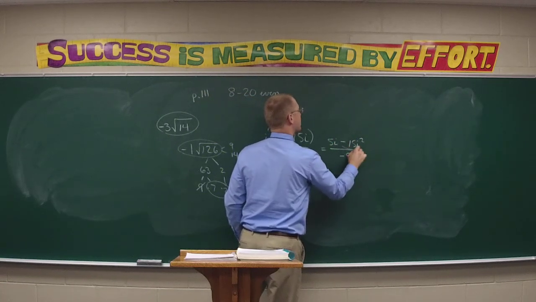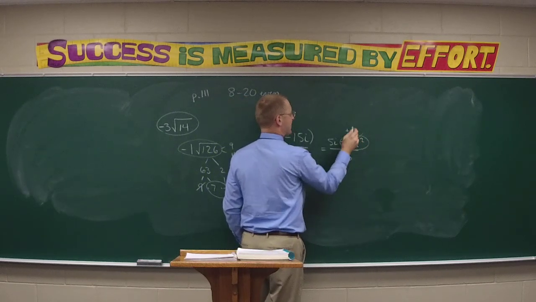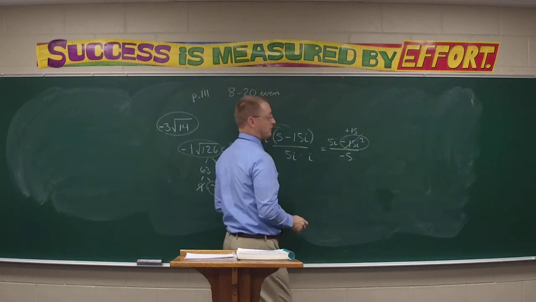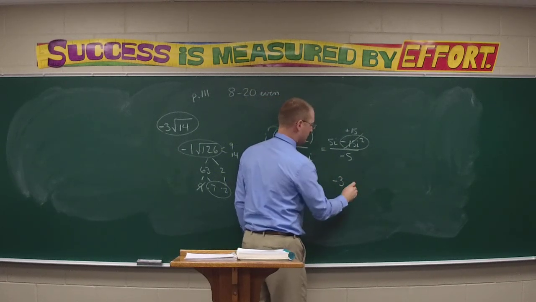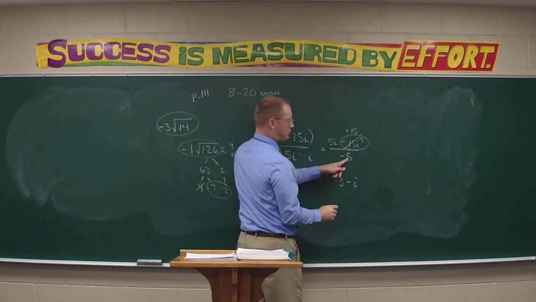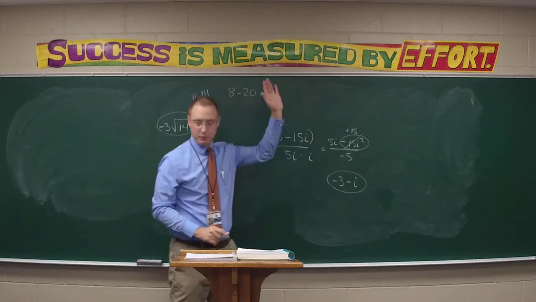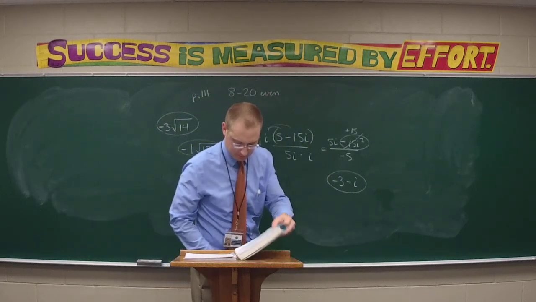But of course, the negative 15i squared just becomes a positive 15. And then we can divide each of these by the negative 5 separately. Good, negative 3. And I like this, you put the real first, then the negative i second. How many got all the way down to negative 3, negative i? As did Maddie. Excellent.